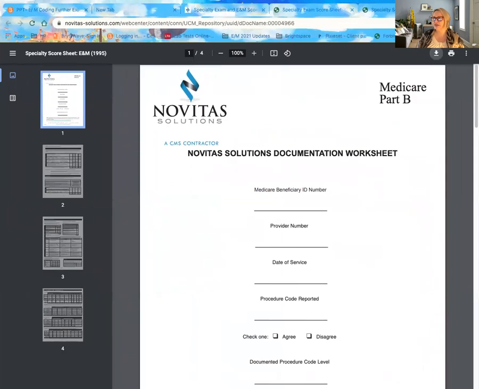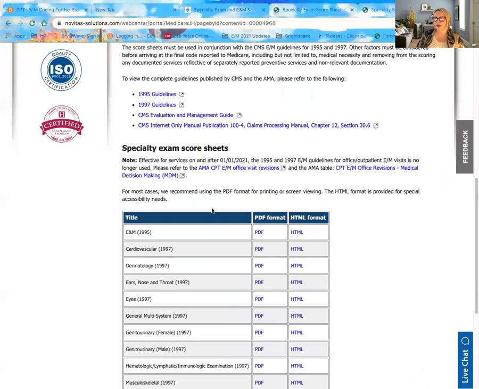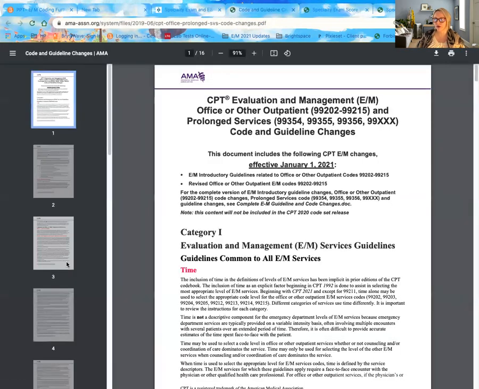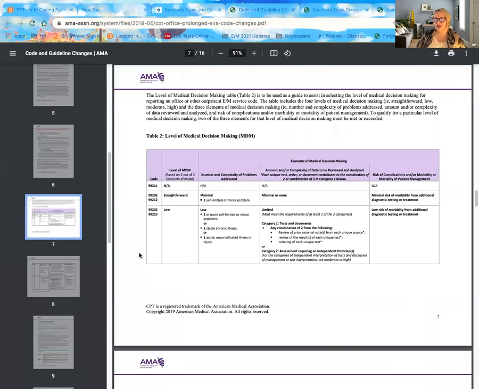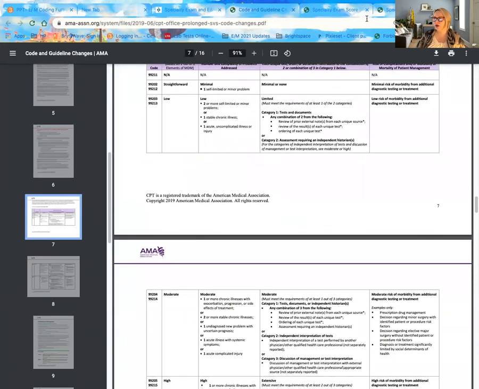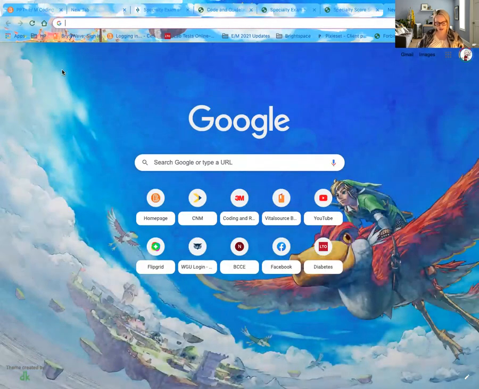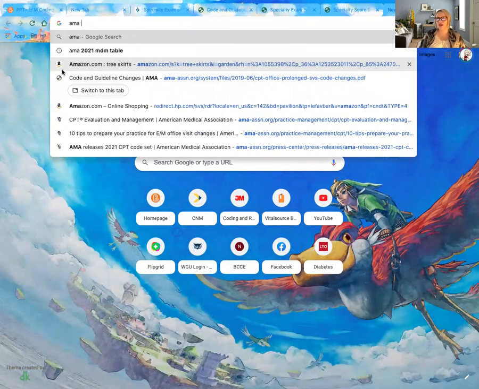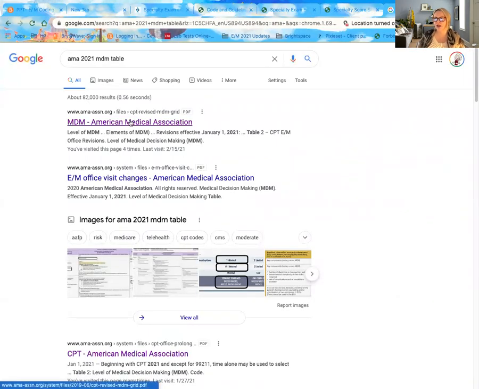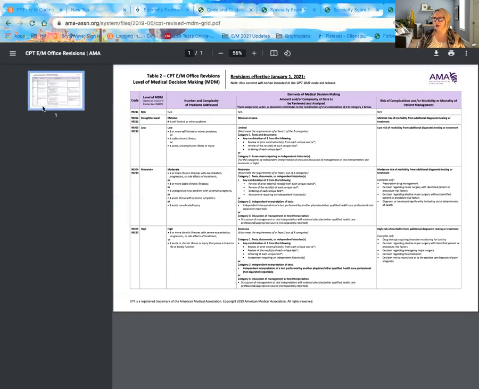Instead, we need to have access, and I'm going to go back to my Novitas site here, to the AMA's revised CPT guidance, which gives us on page 7 the medical decision-making chart. Or you can look this up directly on the AMA 2021 MDM table to have that chart downloaded and available to you. I'm going to do that here.